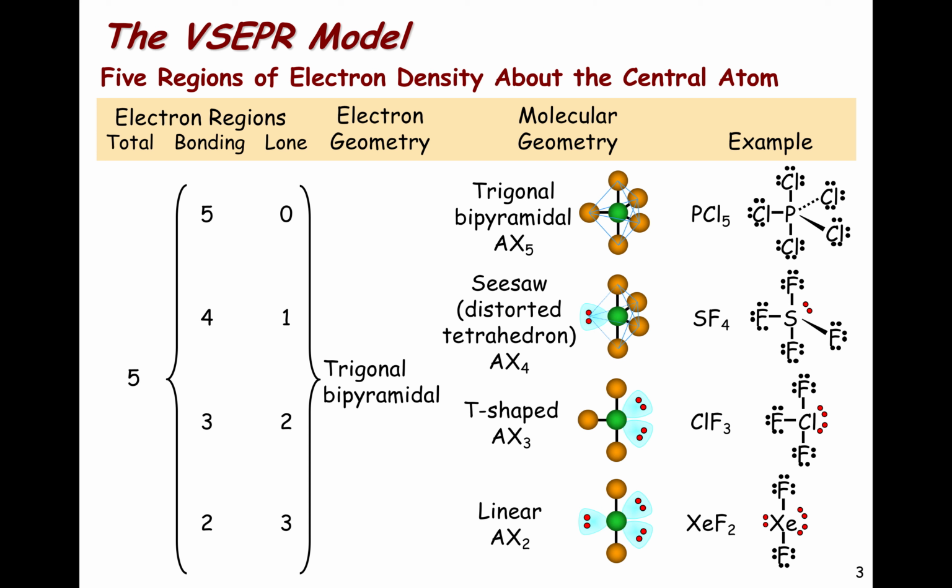And then the third example is something like chlorine trifluoride, and in this case there are 3 bonding regions and 2 lone pairs. Both of the lone pairs go into the equatorial positions. This is a molecular shape that is described as T-shaped. And then finally we have 2 bonding regions and 3 lone pairs, and this is the example of xenon difluoride. All 3 of the lone pairs go to the equatorial positions, and we describe this as a linear structure.